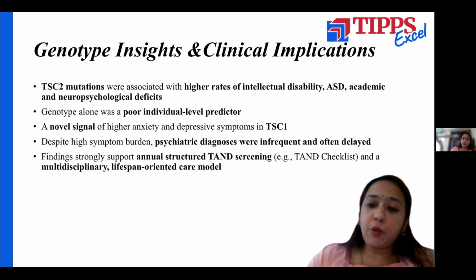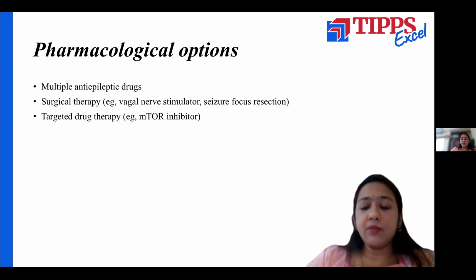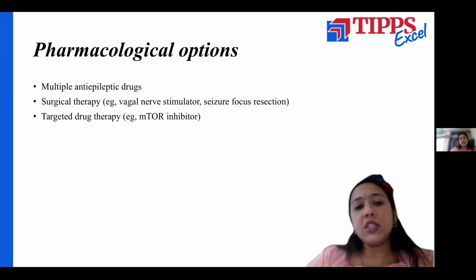The child might have prominent academic difficulties when young, but as the child grows, there can be different behavioral needs. So every year the assessment needs to be repeated. Now coming to the last part of the presentation, the pharmacological options.